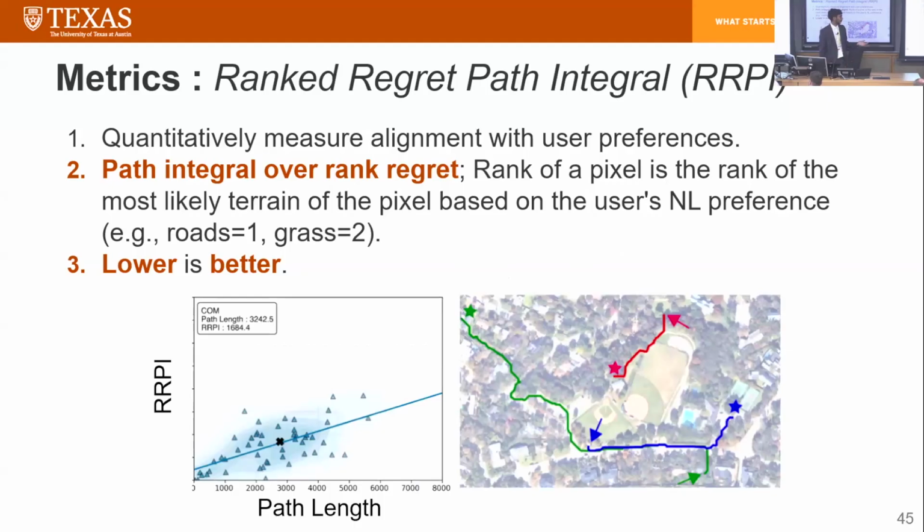So here is how we do it. So we have a map. The prompt is to avoid the baseball field. We spawn 50 random start and end goals, and from that, the A-star planner plans over the CostMap. These are 3 representative examples of it. Once we have that, we calculate the RRPI metric and plot it against the path length.